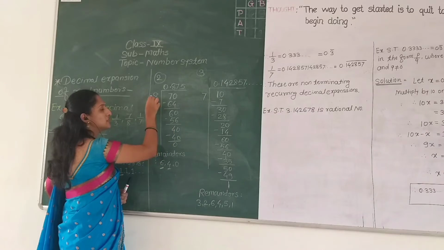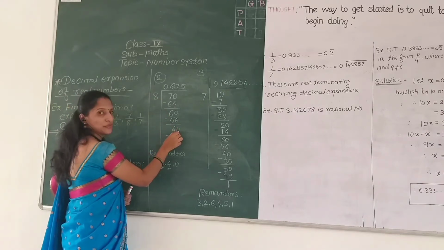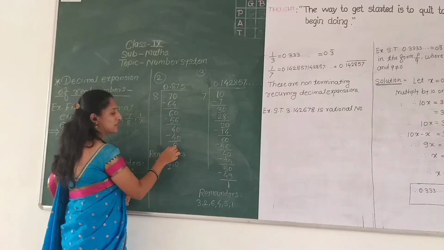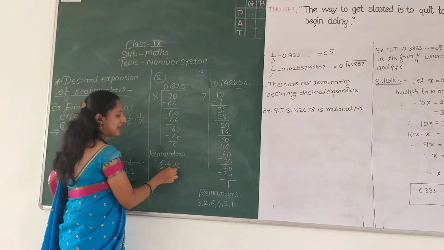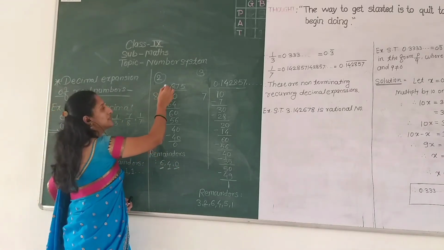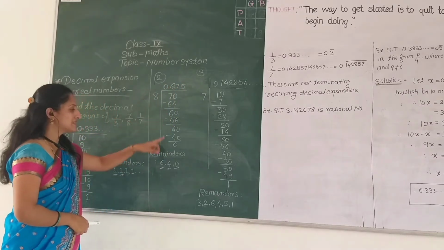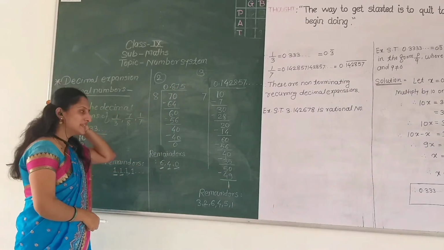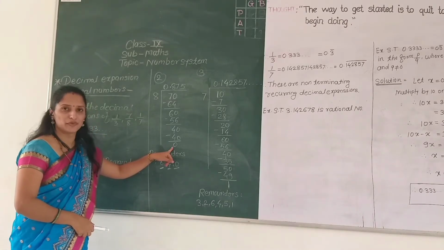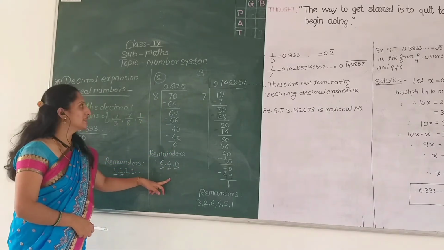Now again 4 is not divisible by 8. For that I place 0 here. Now 8 5s are 40. 40 minus 40 is 0. That means here I get the remainder 0, and the quotient is 0.875. That means this division terminates here since we get the remainder 0. So the division 7 upon 8 terminates.